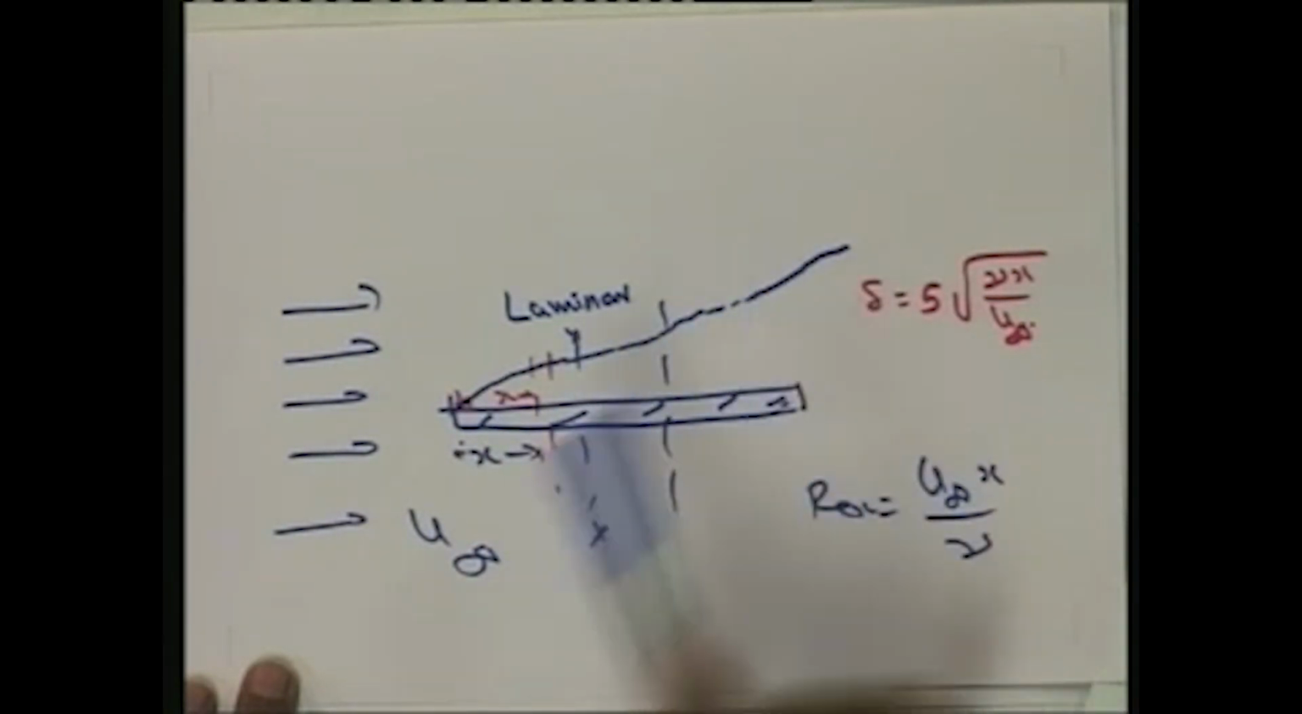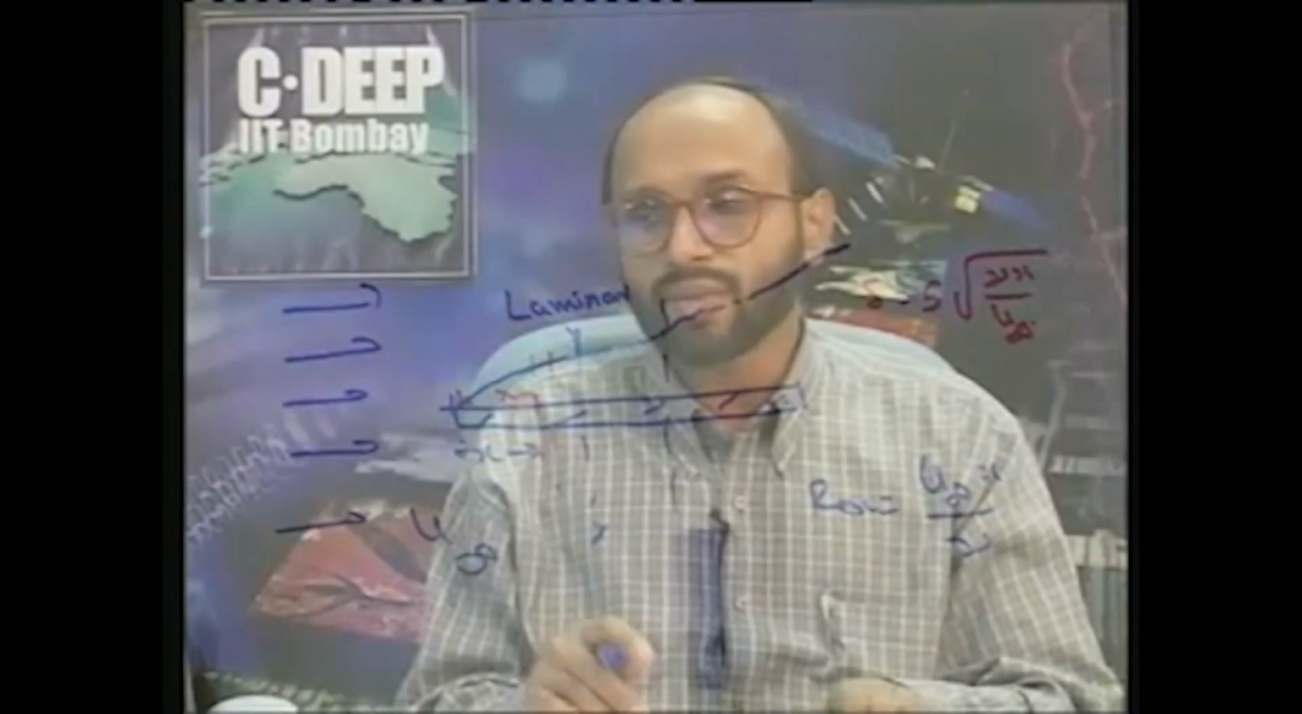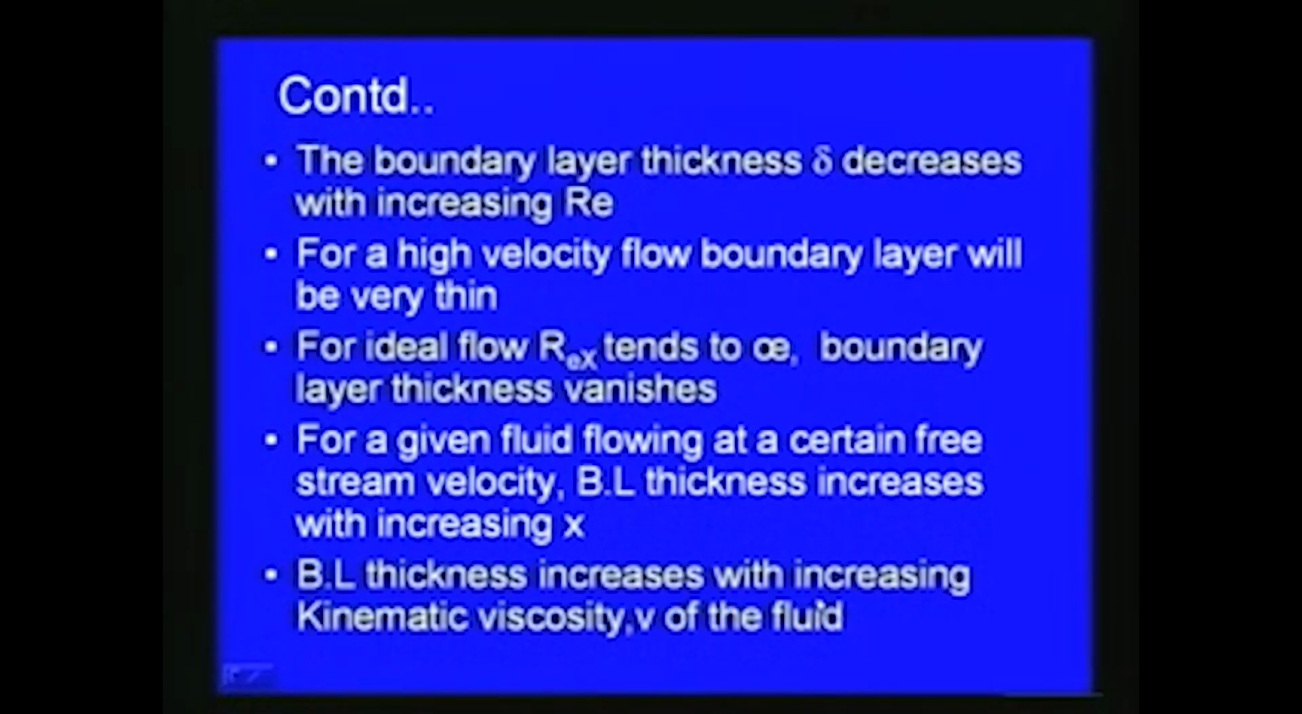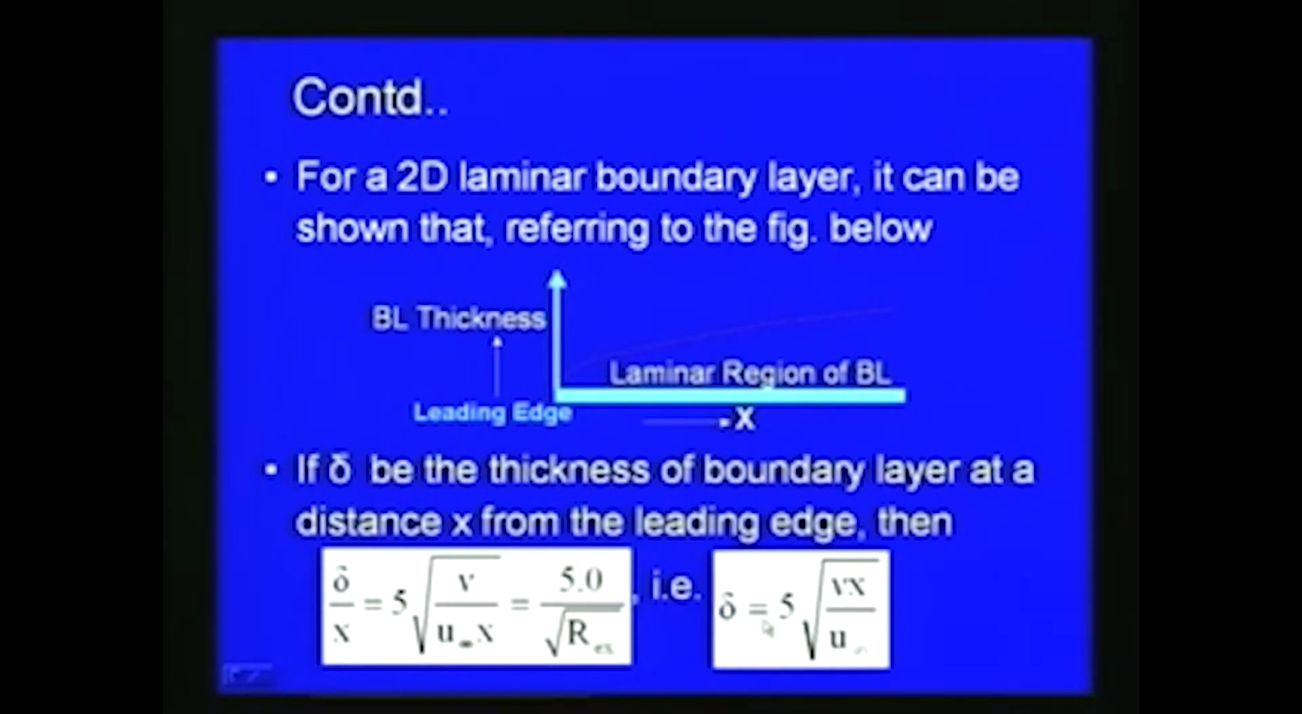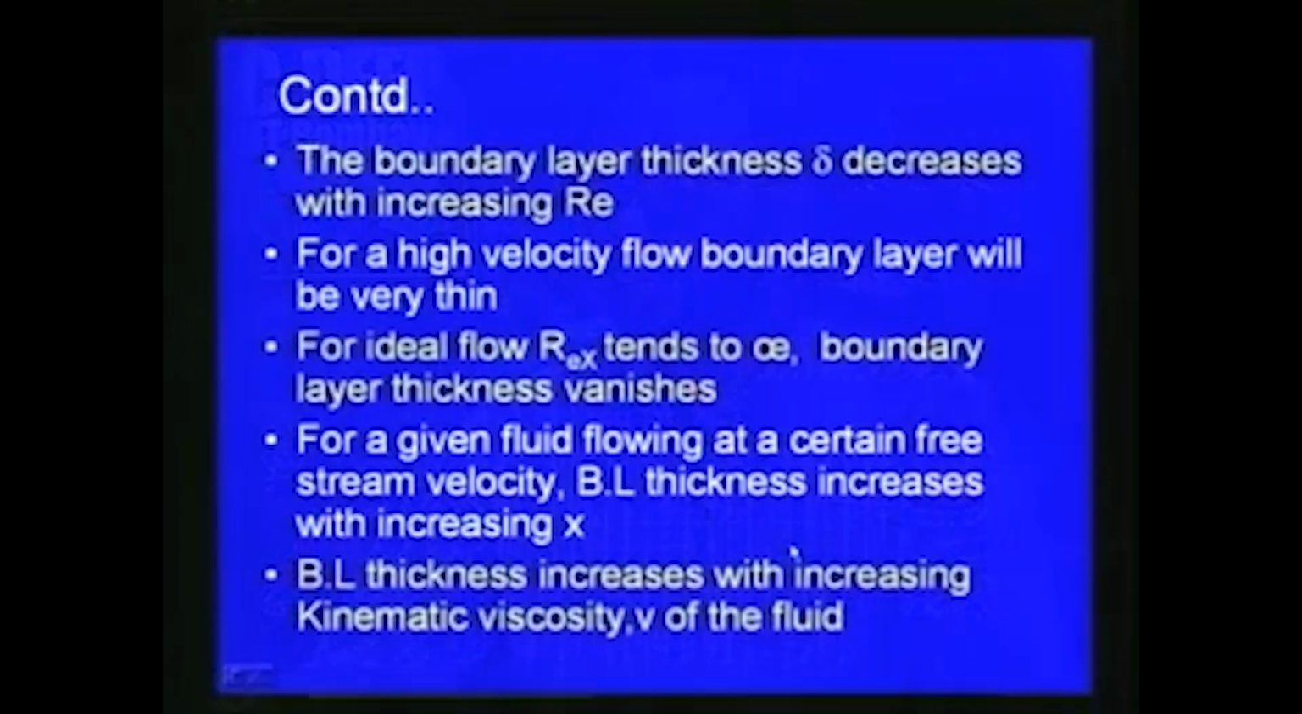So, for a given fluid flowing at a certain free stream velocity, the boundary layer thickness increases with increasing x, and the boundary layer thickness also increases with increasing kinematic viscosity nu of the fluid. We have already seen with respect to the previous expression, delta is equal to phi into square root of nu x by u infinity in the case of a laminar boundary layer. From that we can see that the boundary layer thickness increases with increasing kinematic viscosity nu of the fluid.